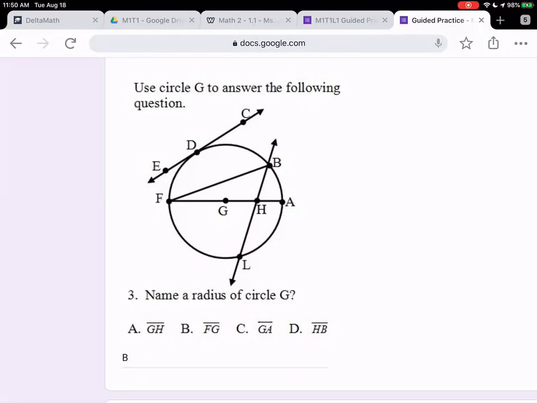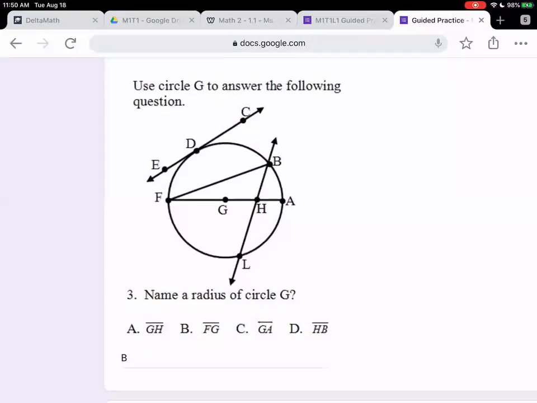I have a question. Yes. Why can't it be GA if it's kind of the same thing? G, oh, and wait. Okay. Yeah, it's the little arrows.